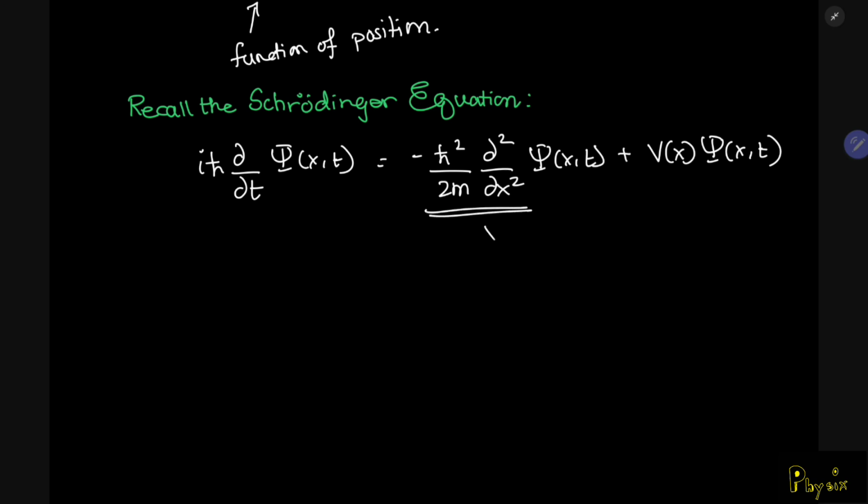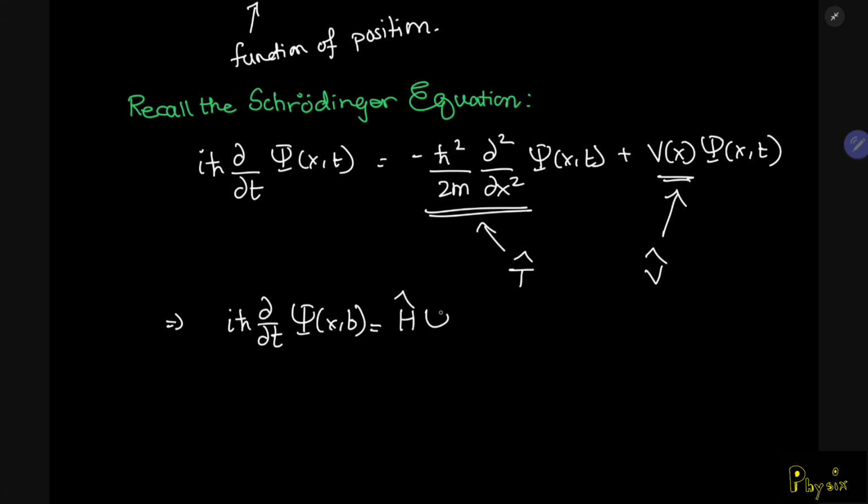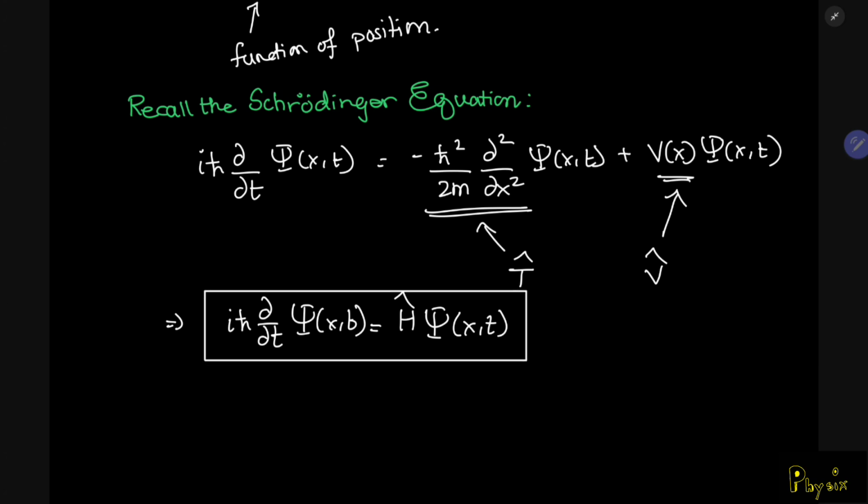Now notice that this entire term basically looks like your T hat, which is your total kinetic energy, and V basically looks like your total potential energy. So when you add these things up, all of the terms on the right hand side associated with psi(x,t) become your Hamiltonian. So we can rewrite our Schrodinger equation as i h bar d/dt psi(x,t) equals your Hamiltonian applied to psi(x,t). And this is your updated Schrodinger equation written in terms of the Hamiltonian.